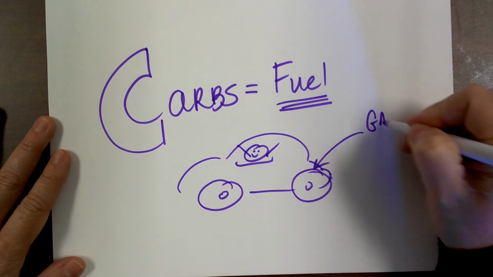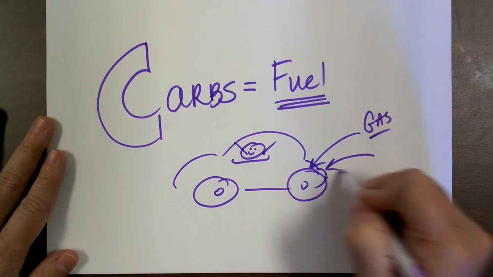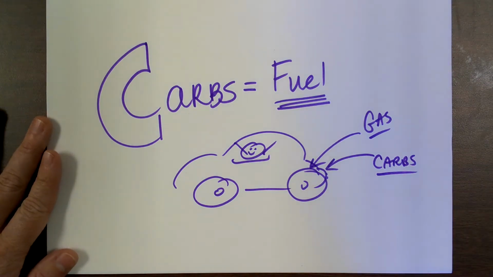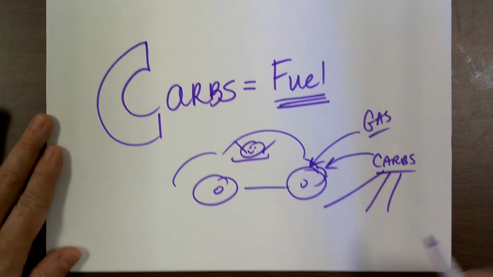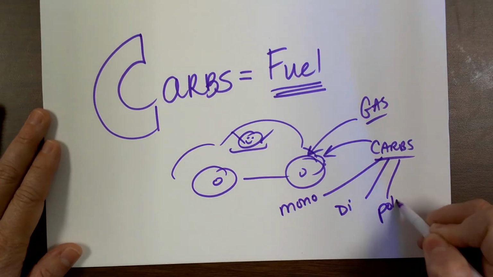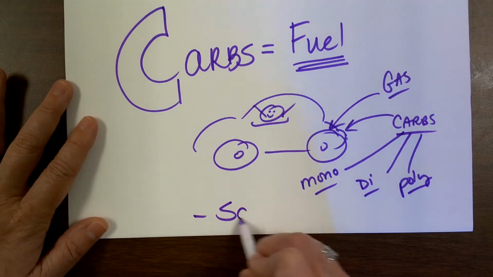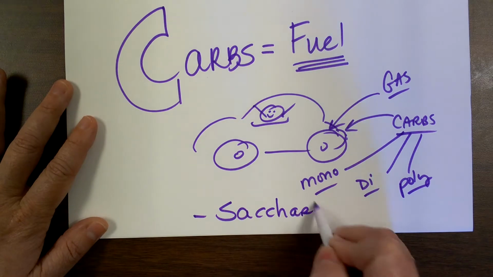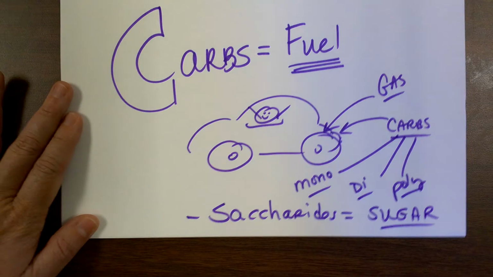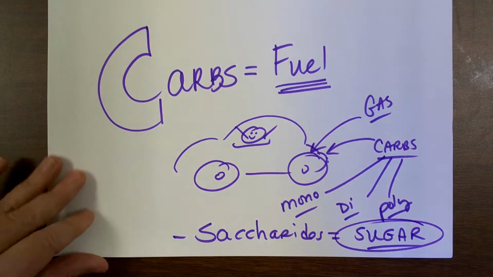So gas would be the fuel for the car to run, but for you, you're going to put in carbs. And we're going to learn today that carbs basically have three categories. You have monosaccharides, disaccharides, and polysaccharides. And all those saccharides mean sugar. So you fuel your car, you own sugar.